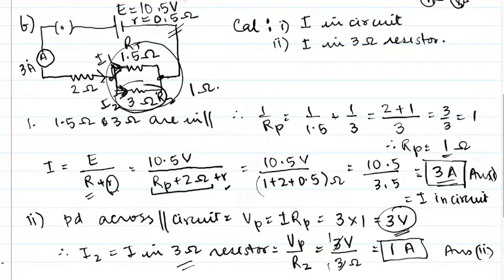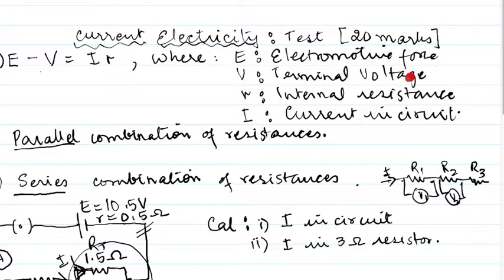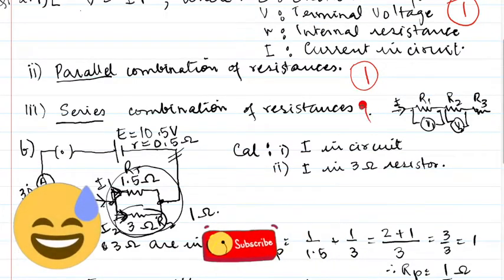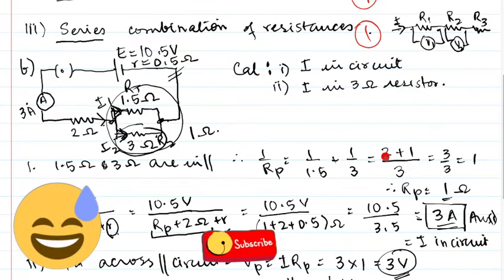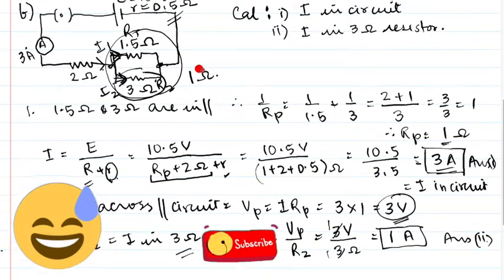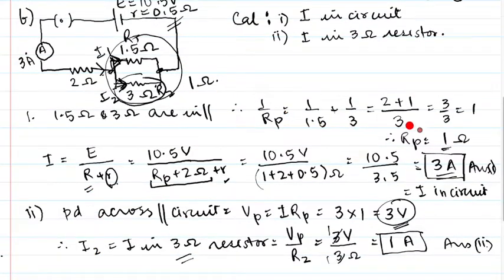Now let us look at our marks. This one is of 1 mark, this is of 1 mark, this is of 1 mark, and here this question is of 3 marks. So for 3 marks, you will first get 1 mark for finding Rp, then 1 mark for finding this, and then 1 mark for finding this. So basically we have now finished with 6 marks.